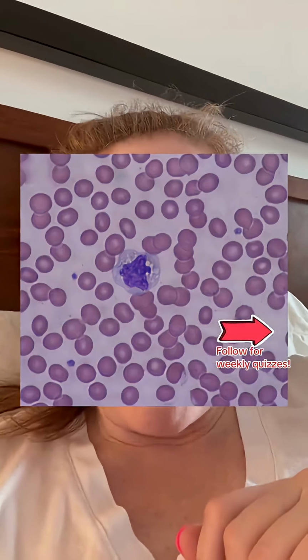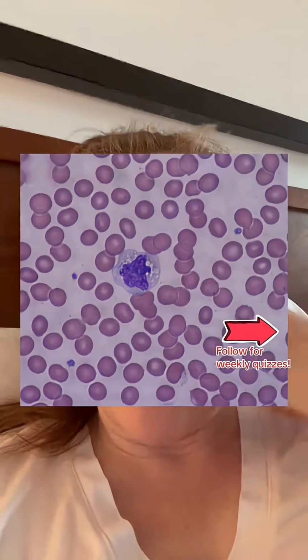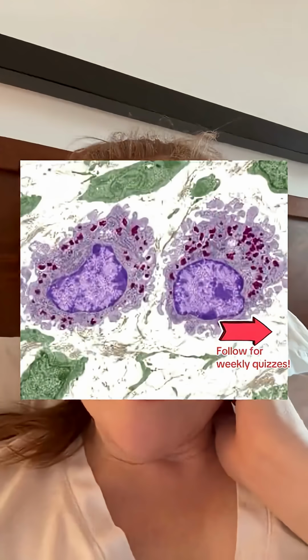This is a normal appearing monocyte. In a normal peripheral blood smear, monocytes are the largest cells that you're going to see circulating. These are a type of white blood cell. They circulate peripherally and they're also present in the tissues. And they can differentiate into dendritic cells and macrophages.